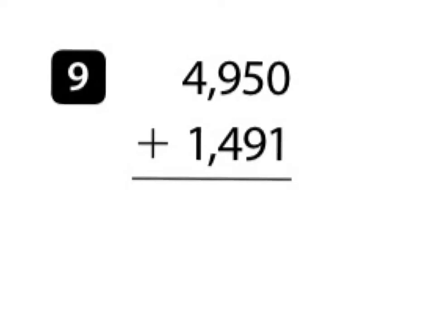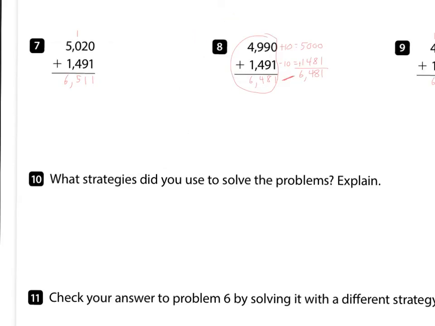Add up your units place, you get 1. Add up your tens place, you have 14. 1 in the hundreds and 4 in the tens. And then 10 plus 4 is 14, so put a 1 in the thousand and a 4 in the hundreds. And then we have 4 plus 1 would give me a sum of 6. 6,441.